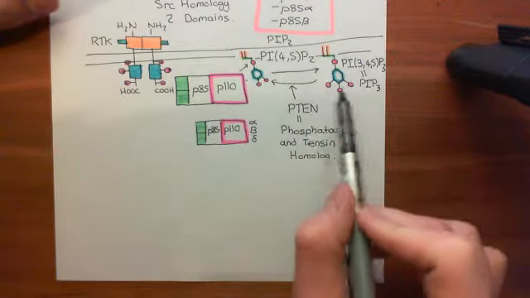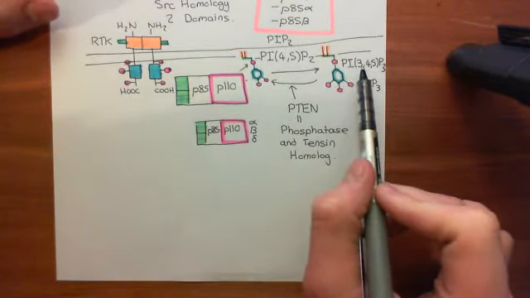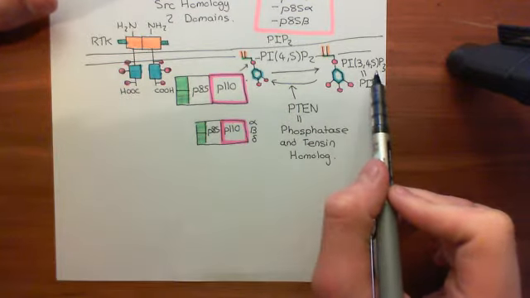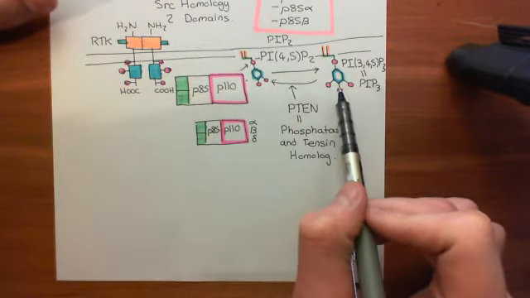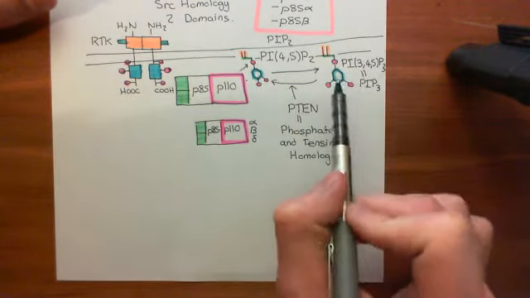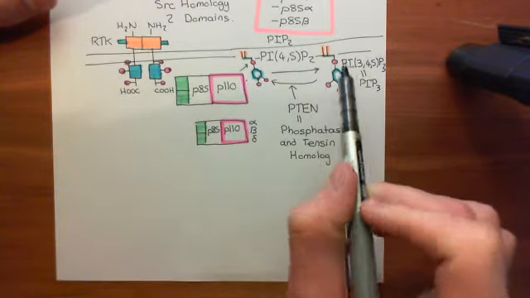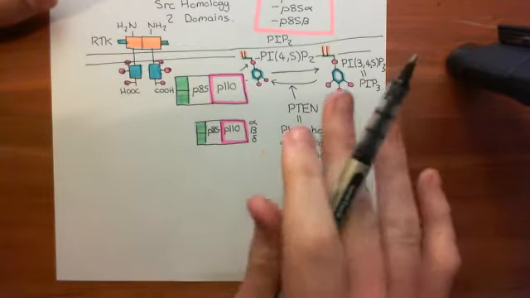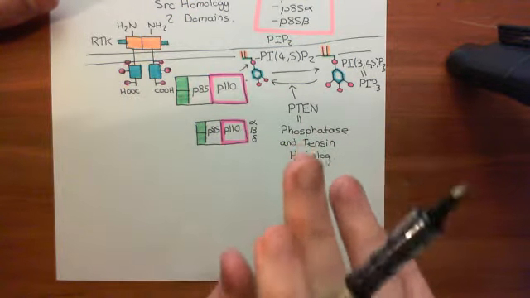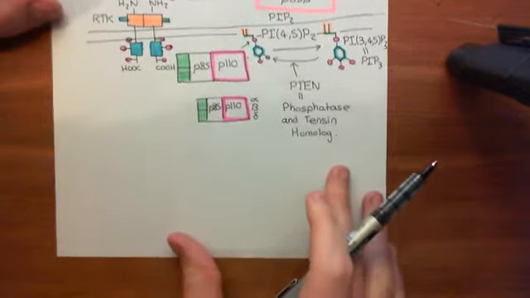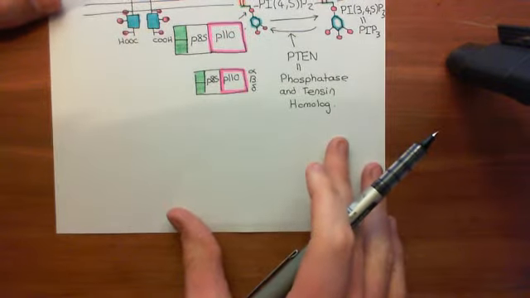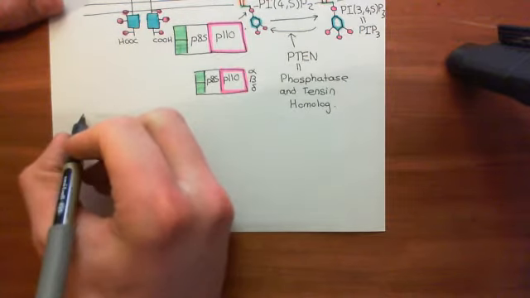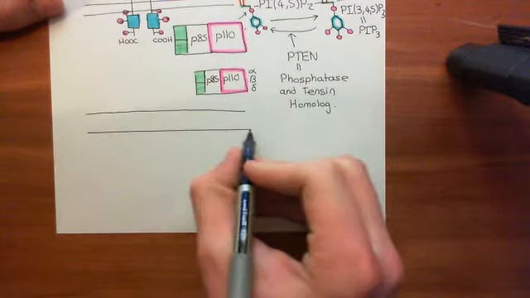Now what's going to happen is the phosphatidylinositol 3,4,5 trisphosphate molecules are going to recruit and activate a large number of different proteins, but we're specifically going to look at two. We're going to be looking at the phosphoinositide-dependent kinase 1, PDK1, and also protein kinase B, which is also called AKT. So we'll start off with phosphoinositide-dependent kinase 1.